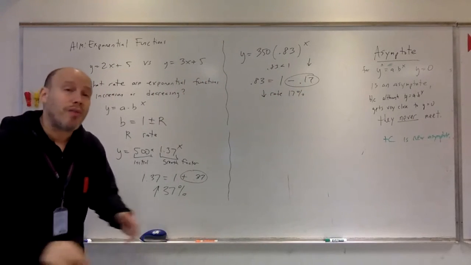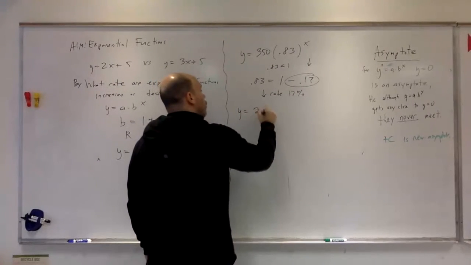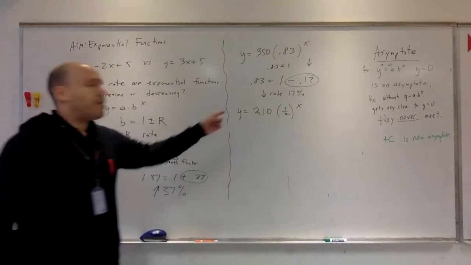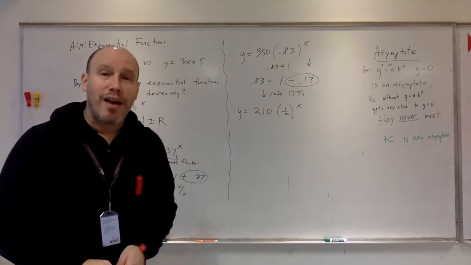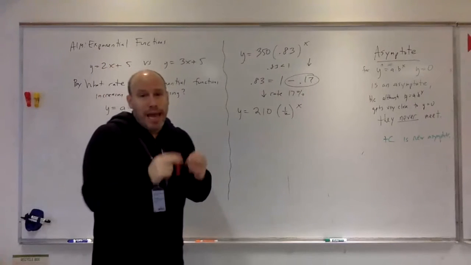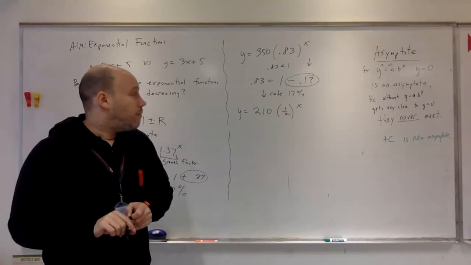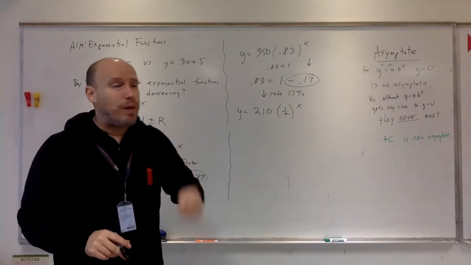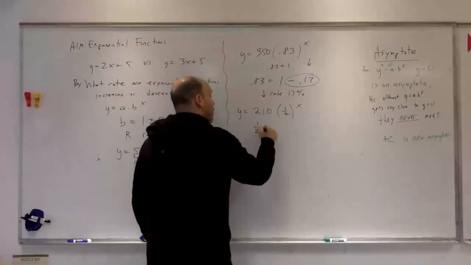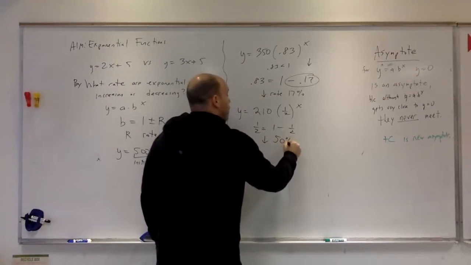And let's try another one. y equals 210 times 1/2 to the x. You're going to study this in chemistry. This is known as the half-life. So, for example, some chemical loses half its molecules after an hour. Well, we know it's decreasing. At what rate is it decreasing? You're like, okay, 1/2 is equal to 1 minus 1/2. Therefore, it's decreasing at a rate of 50%.